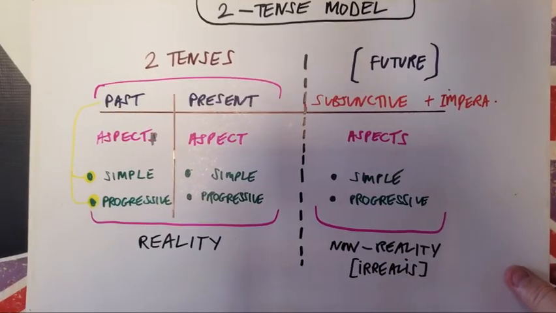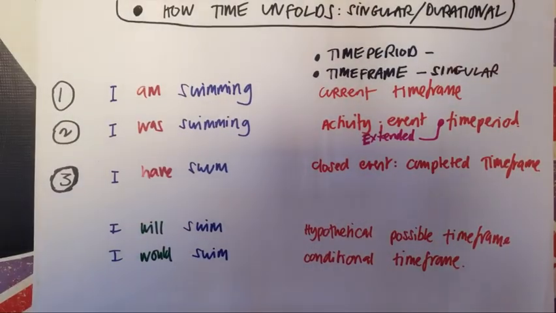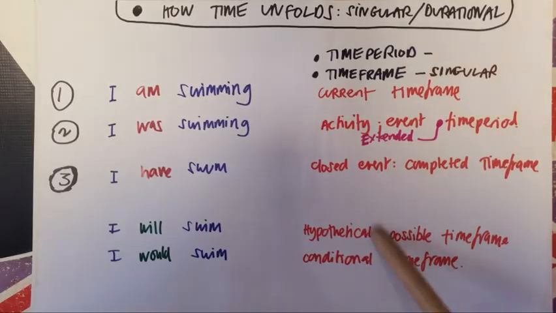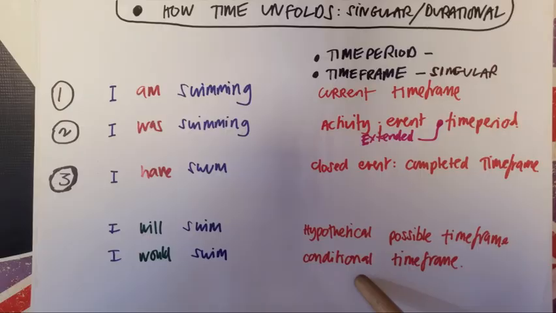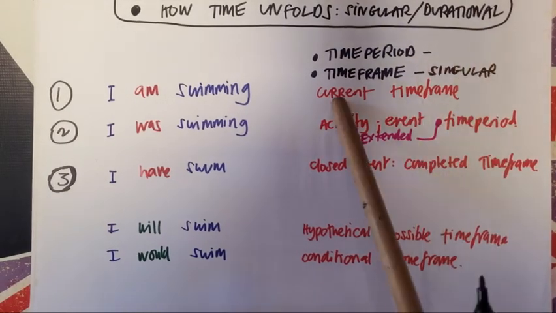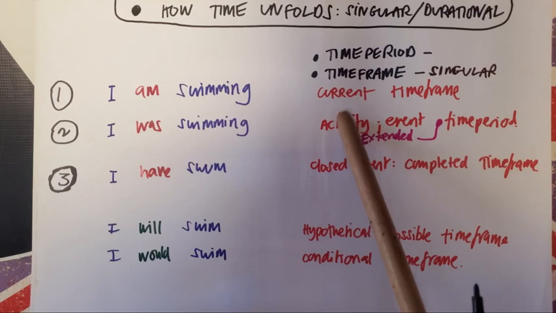That one we will leave for advanced, okay? So, the Spanish have 3 ways to say "I was swimming." I'll explain to you now.